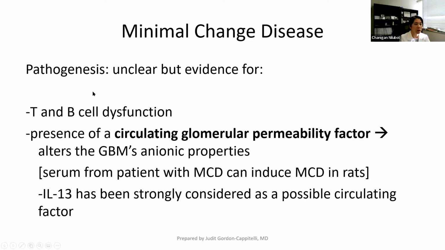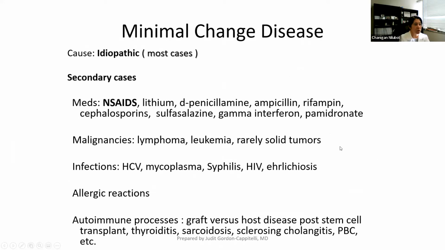Pathogenesis is unclear. Again, we categorize this as primary GN, but there's some evidence that it could involve T and B cell dysfunction. In some experiments, infusing a circulating glomerular permeability factor can actually cause minimal change disease. So some of the mechanisms are immune related, and that is why we tend to use immunosuppression in the treatment.